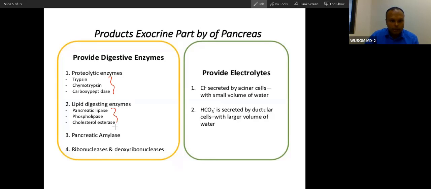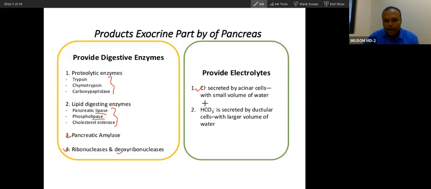You can see these are lipid digesting enzymes. I told you all have lipase at the end. Only here is one esterase. Anyway, lipases attack the ester bond, because all fat has an ester bond. So you can see here cholesterol esterase and pancreatic amylase, and ribonucleases and deoxyribonucleases. These are the enzymes that are present in the pancreatic juice.